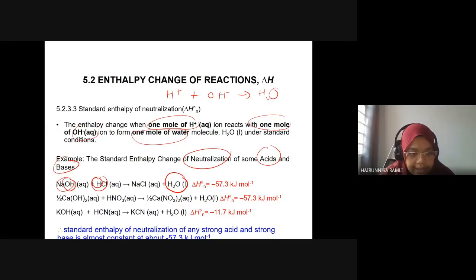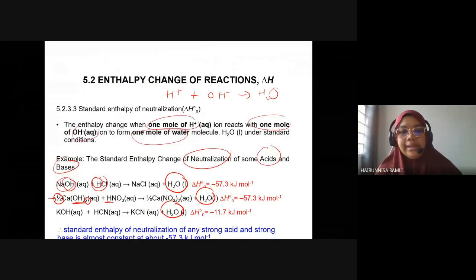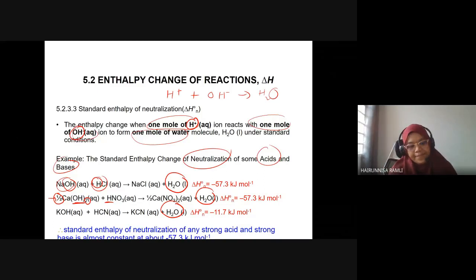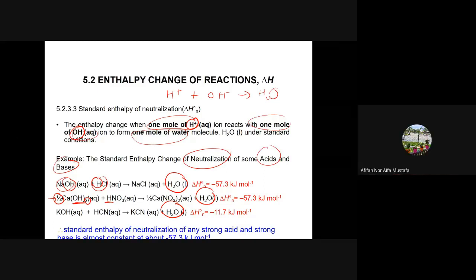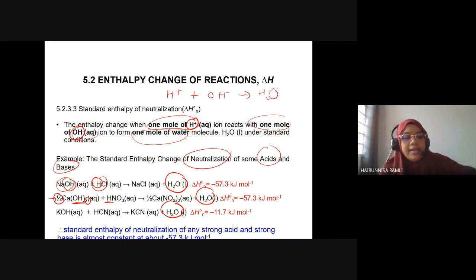Sama juga dengan yang second ni. If you have one mole of water, automatically this is one mole. OH ni walaupun dia dua, tapi you darab balik dengan setengah. So dia akan jadi one mole juga. Okay? Boleh? Clear? Dia akan automatic lah. Yang penting, you just balance, make sure water is one mole. Automatically yang lain, sebab you nak balancekan juga yang lain, you akan dapat juga nanti one mole of H plus and one mole of OH minus. Okay, clear? Understand. Okay, ada soalan lain?